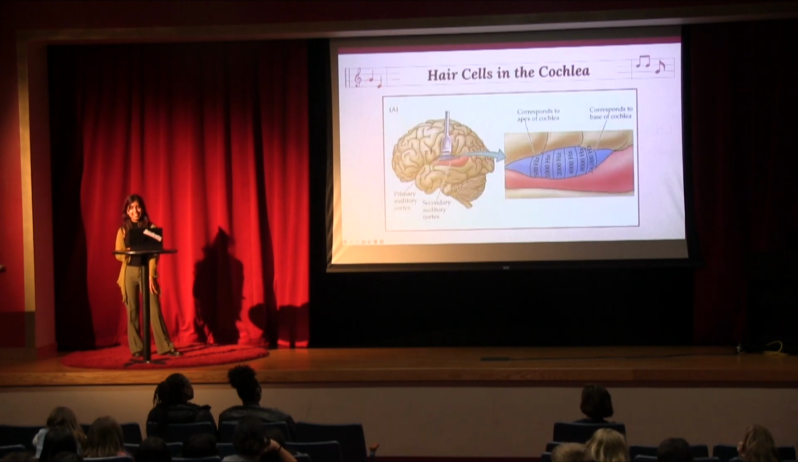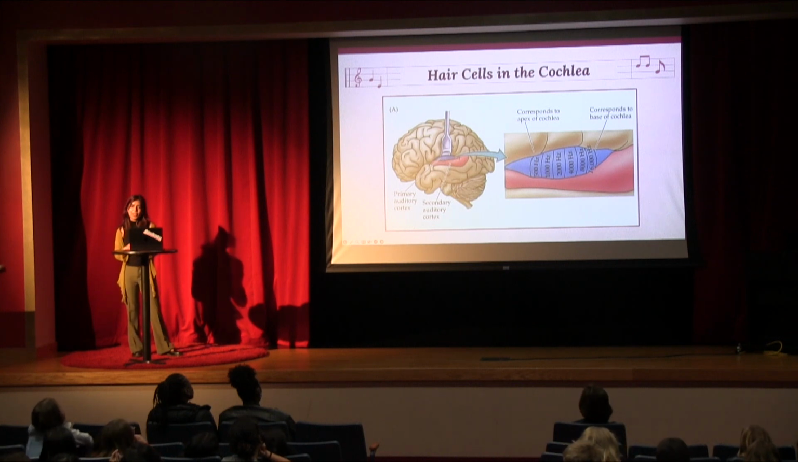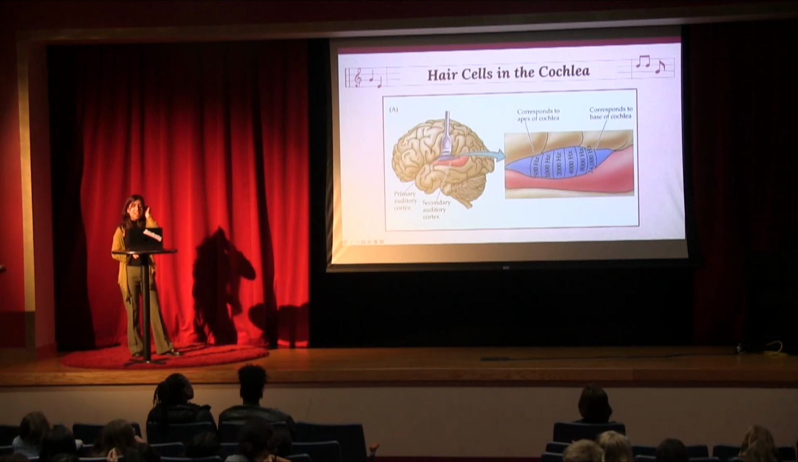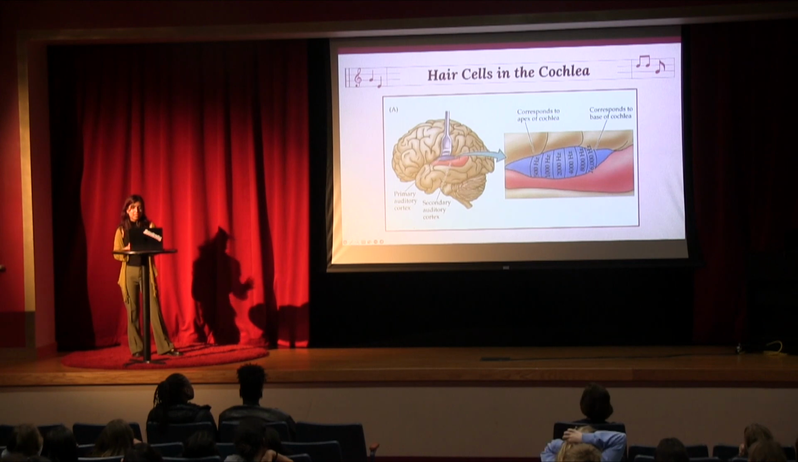Something interesting that I wanted to share with you was the way hair cells are oriented in the cochlea. They're ordered like piano keys. They're laid out in terms of pitch, so the frequencies will get higher from the front to the back, sort of like on a keyboard.